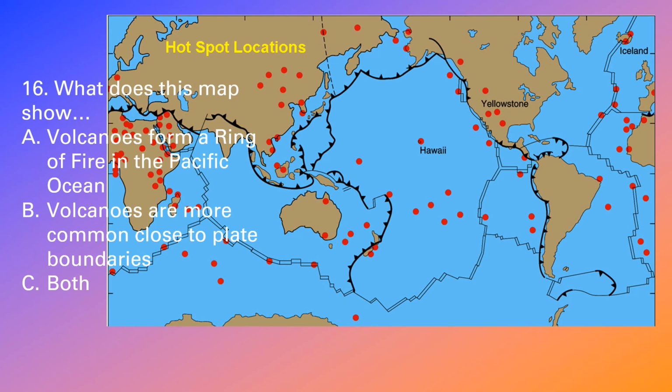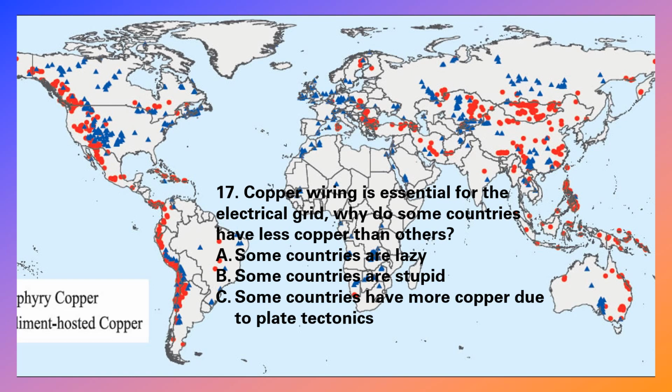Number 17. Copper wiring is essential for the electrical grid. Why do some countries have less copper than others? A. Some countries are lazy. B. Some countries are stupid. Or C. Some countries have more copper due to plate tectonics.